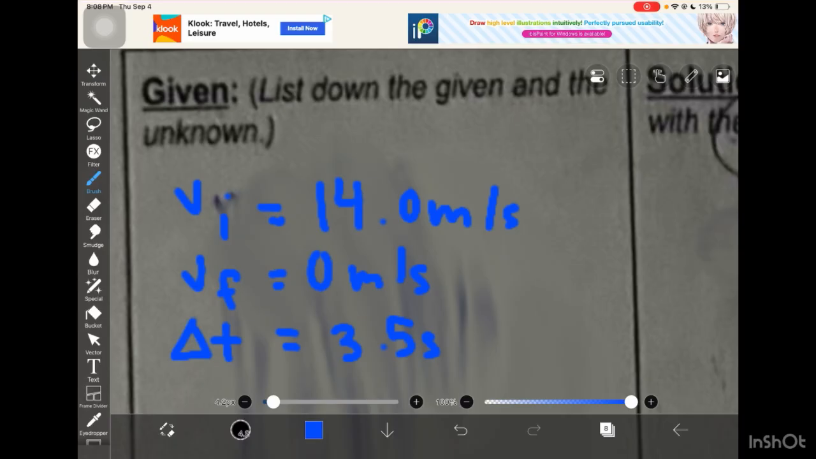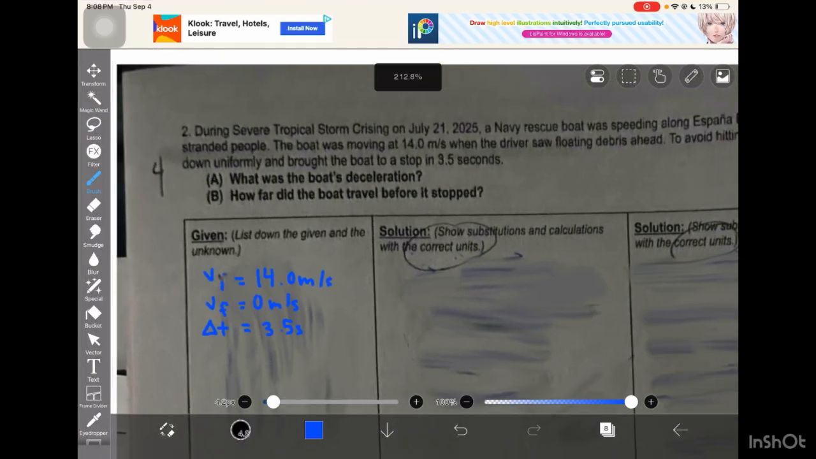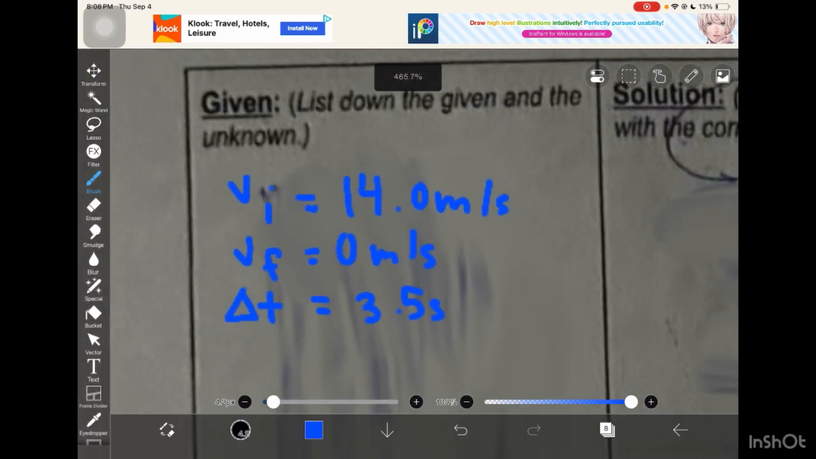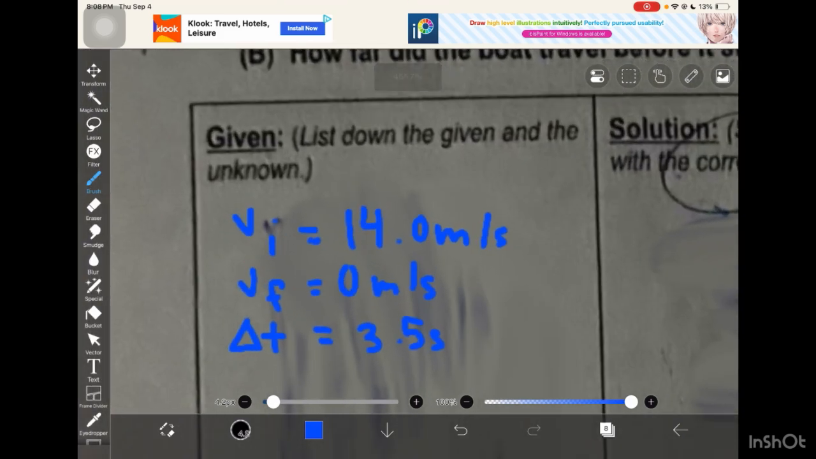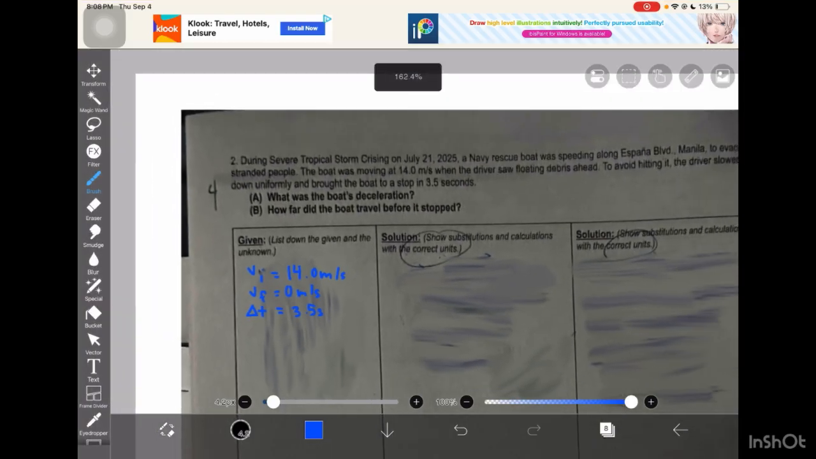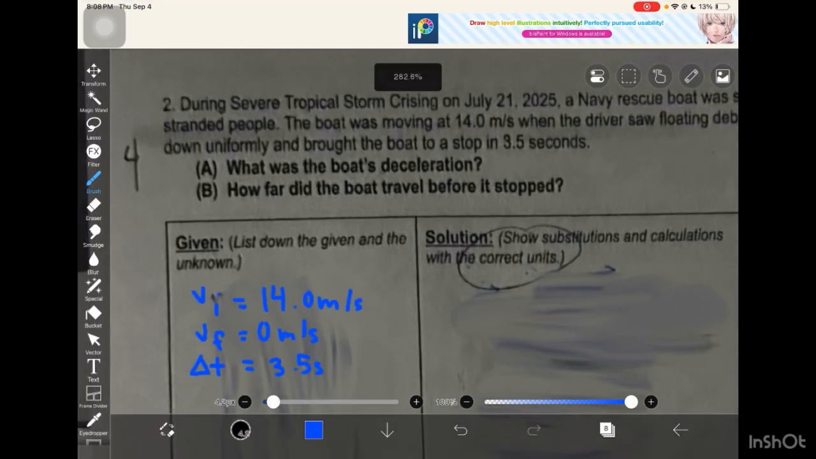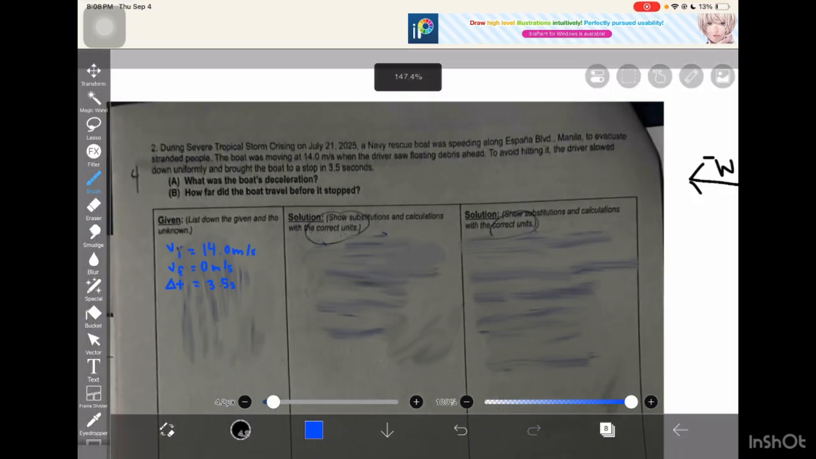Wait. Yeah, sorry. The answer key is a bit hard to sight read, but wait. Hold on.